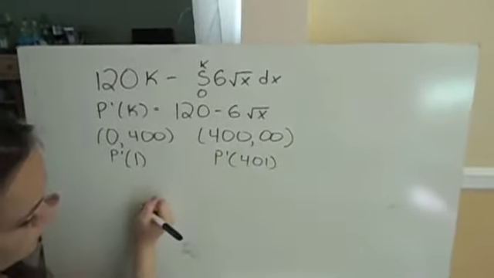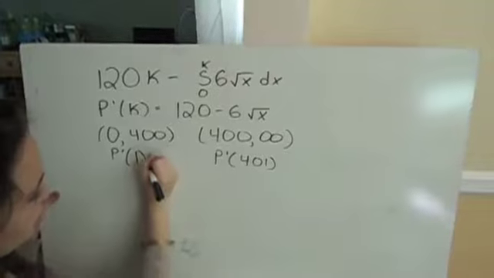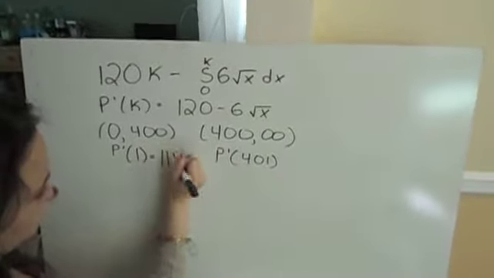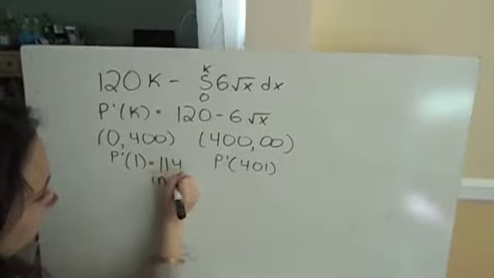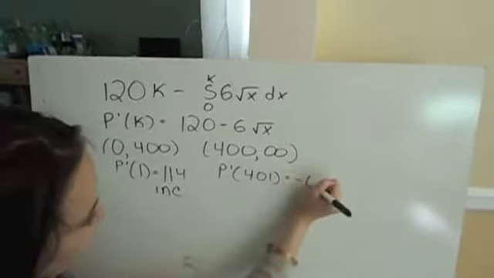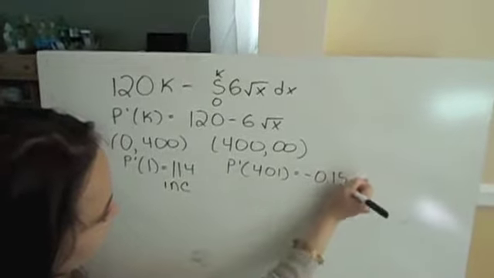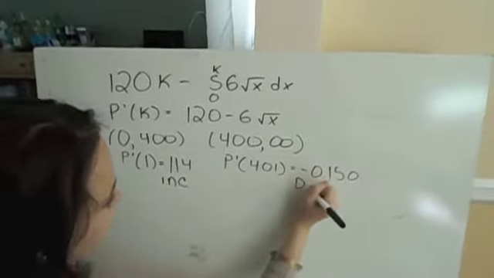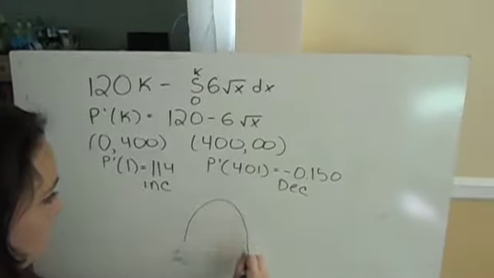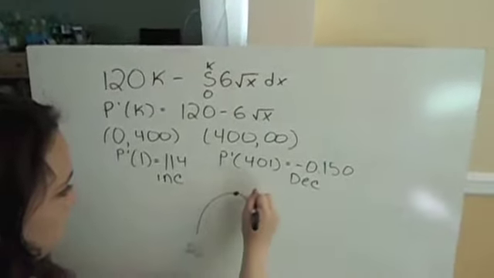The next step, using your calculator, you plug those values into the derivative equation. Here you get 114, which is a positive value, meaning it's increasing, and for the other interval you get negative 0.150, which is a negative value, meaning it's decreasing. Now, when a value goes from increasing to decreasing, it proves that it's a maximum.